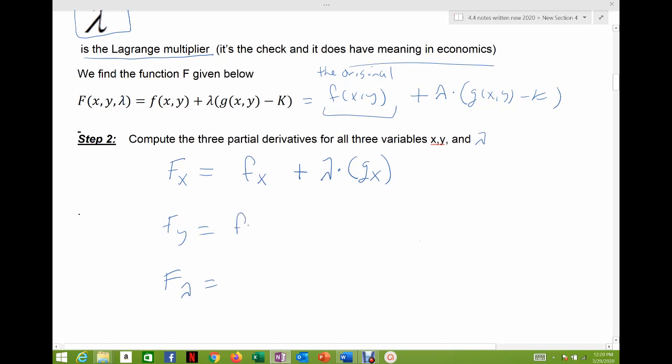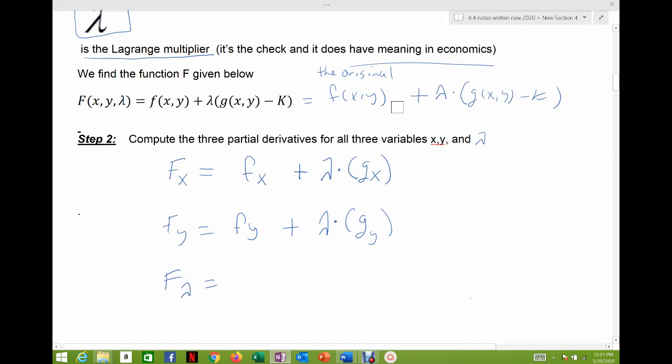I take the derivative of the original function, the lowercase f, with respect to y, and add to it lambda, which is just a constant multiplier that comes along, times the derivative of the constraint, the g function, with respect to y. And that's the derivative with respect to y. And then what always happens with the derivative with respect to lambda, it's always the same thing.